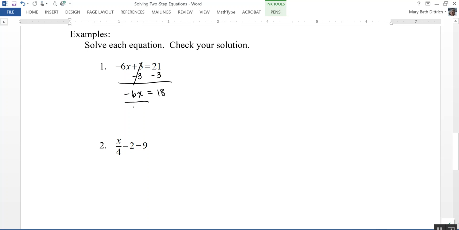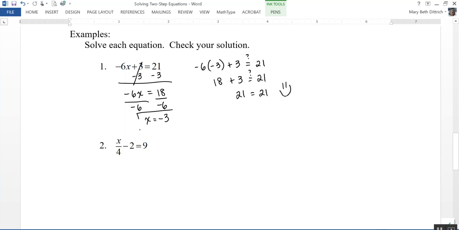X is being multiplied by negative 6. So to undo that, I want to divide by negative 6. So x is equal to negative 3. And let's go ahead and check that by plugging that back into our original equation. Is negative 6 times negative 3 plus 3 equal to 21? Negative 6 times negative 3 is 18 plus 3. Is that equal to 21? Indeed it is. So my solution checks, so x is equal to negative 3.